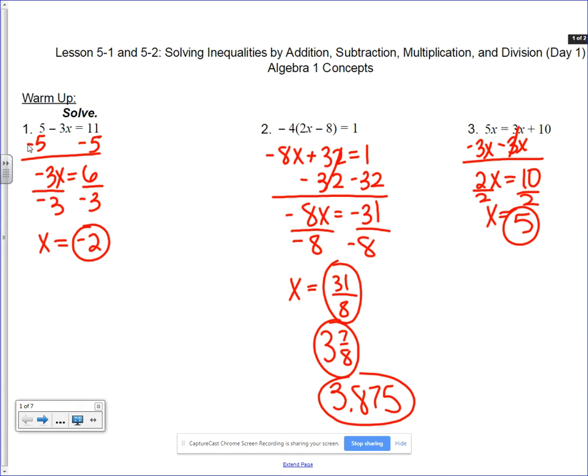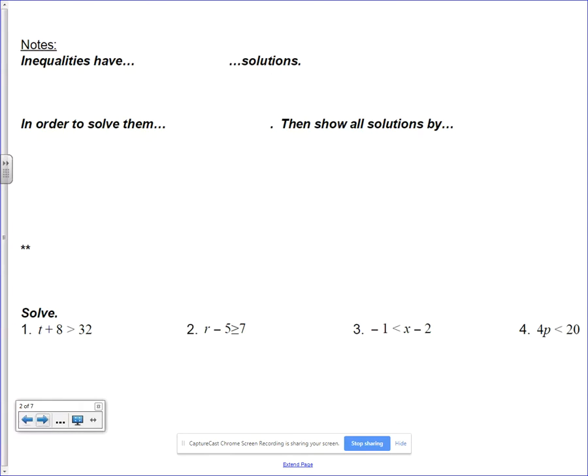Okay, so isolating the variable. If you look at the bottom of your page, and if you look at all your examples, you'll notice that none of them have equal signs. None of them are equations. All of them have greater than or equal to, or less than or equal to signs, which means they are inequalities. So for example, x is greater than 5 is an inequality. X is less than 10 is an inequality.